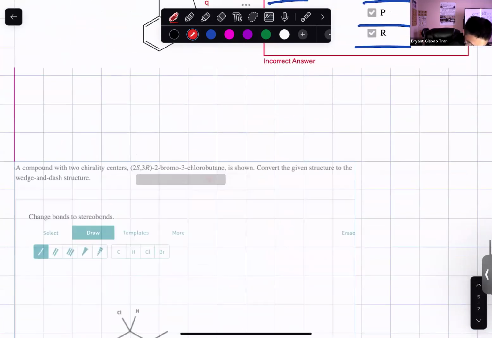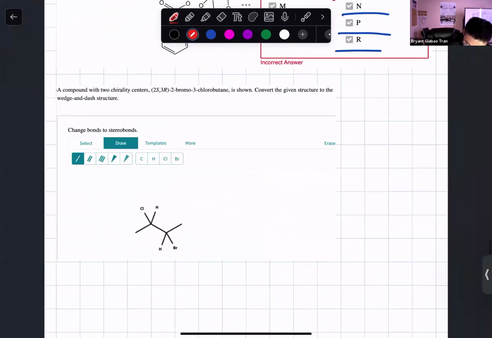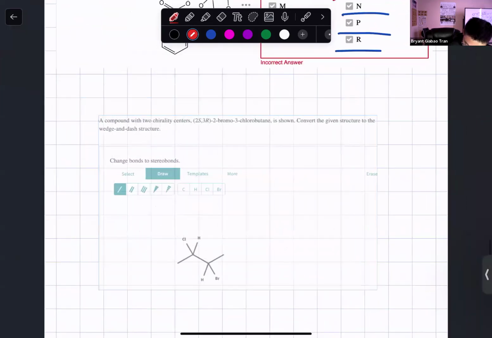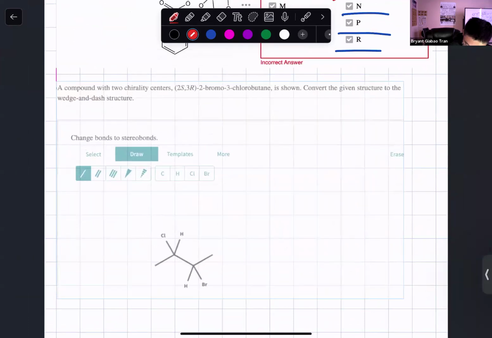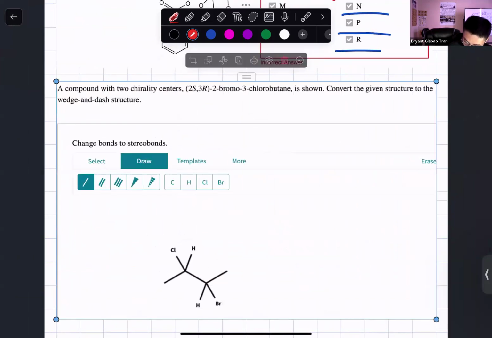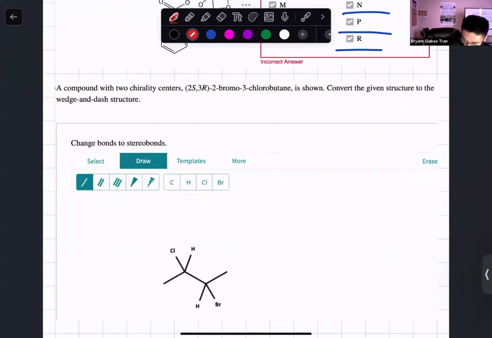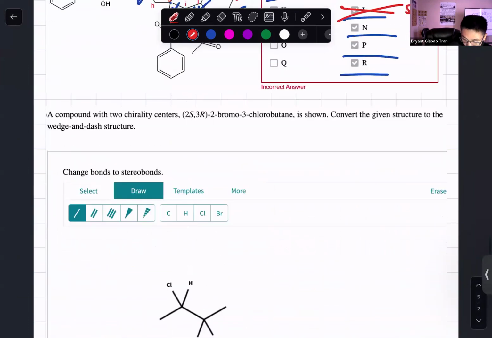So for the next one, a compound with 2 chirality centers, 2S, 3R, 2-bromo-3-chlorobutane is shown. Well, this is very similar to the Fischer projection that Elysia had, where the second carbon had a bromine, the third carbon had a chlorine, and it was a butane. Convert the given structure to the wedge.